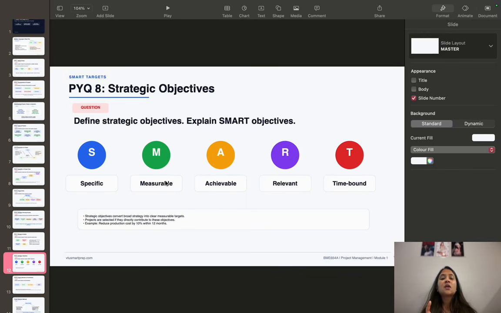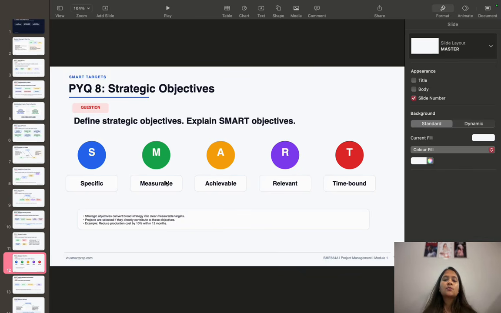And here T means time bound, it should have a deadline. For example, reduce the production cost by 10% within 12 months. This is a SMART objective, right? Because it is clear, measurable, realistic, relevant, and time bound, right? According to the SMART objective.